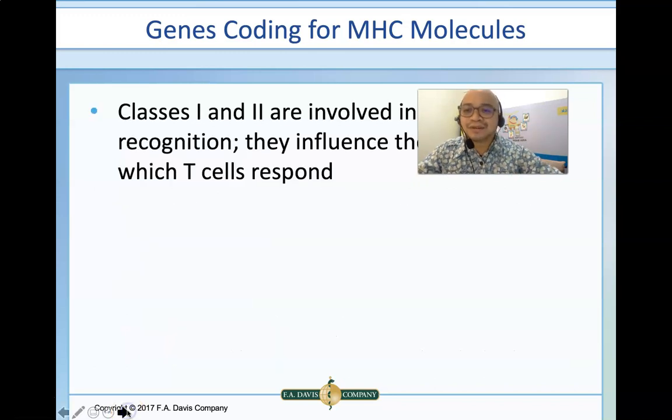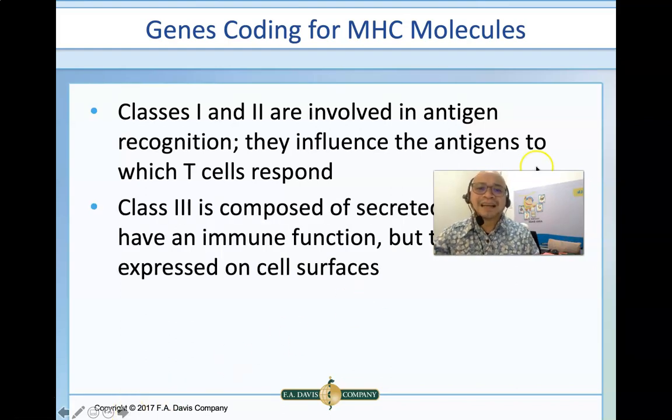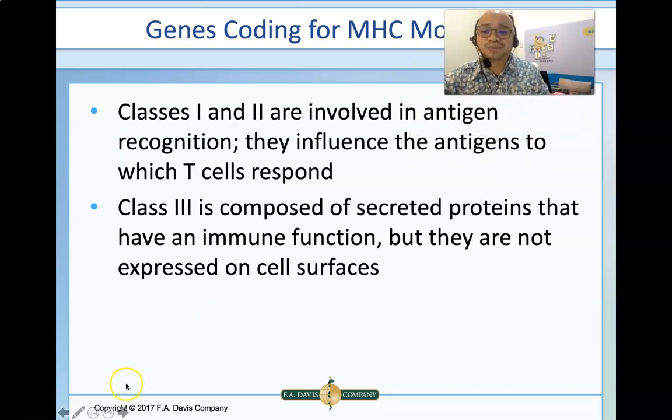Class 1 and class 2 are involved in antigen recognition, meaning to say, they influence which T cells will respond to the antigen. Class 3 is composed of secreted proteins that have an immune function, but they are not expressed on the cell surface. So the ones found on nucleated cells are classes 1 and 2.